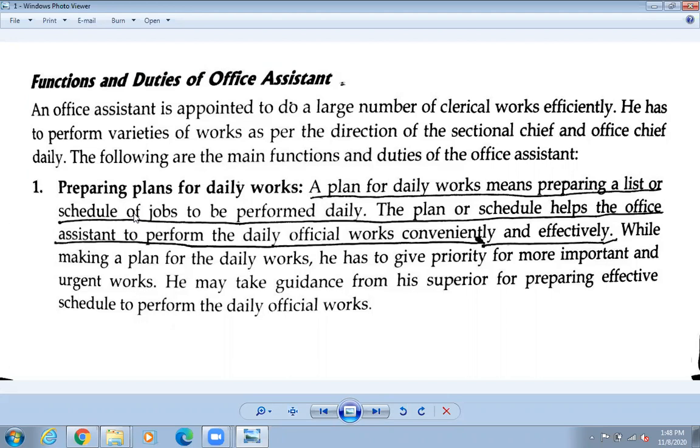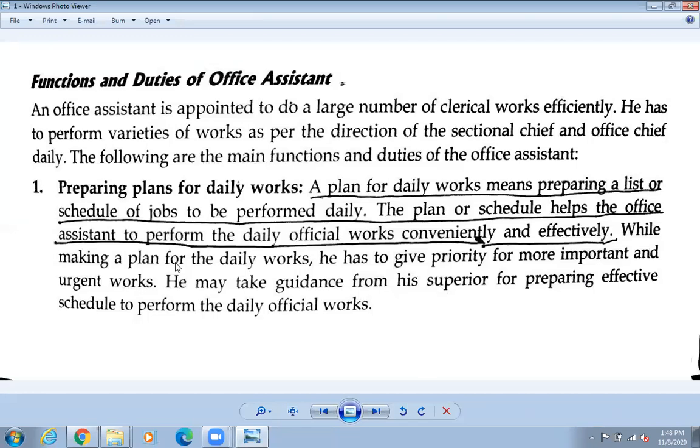The plan or schedule helps the office assistant to perform the daily official work conveniently and efficiently. You need to write down in a notebook at what time and with whom the meeting is, everything that you need to make.